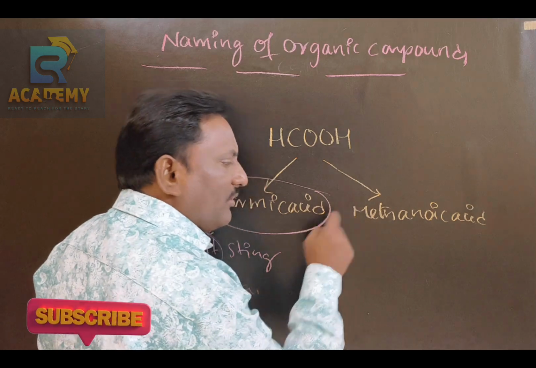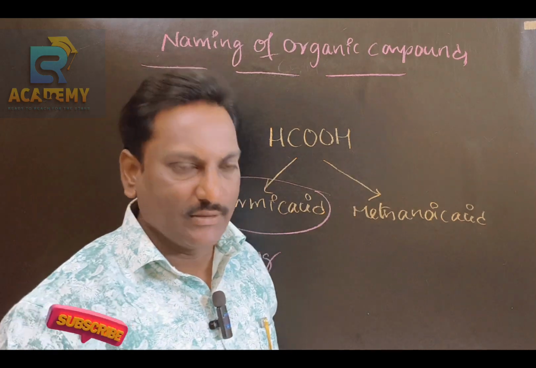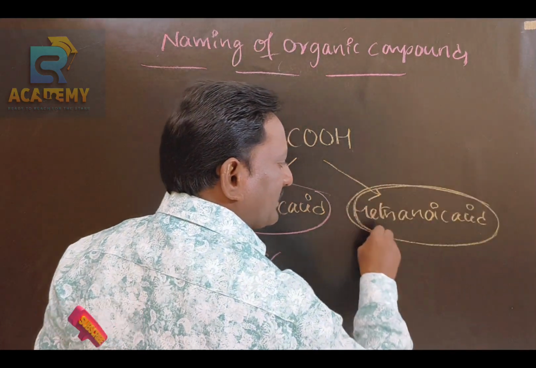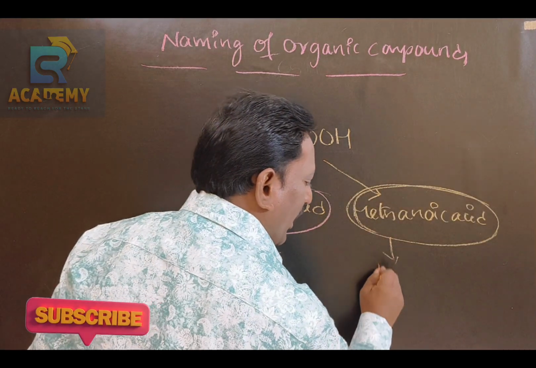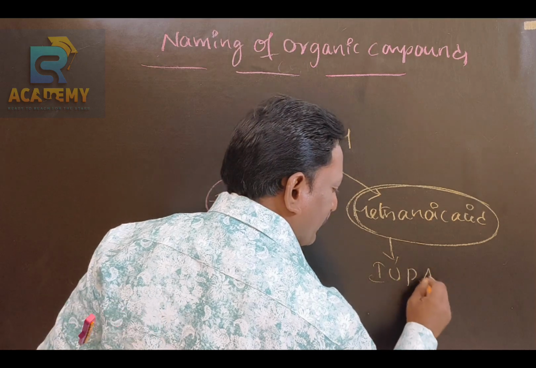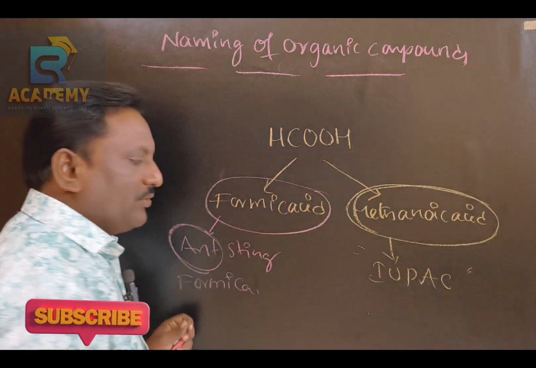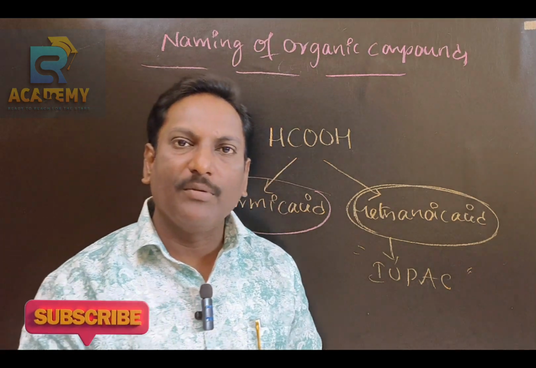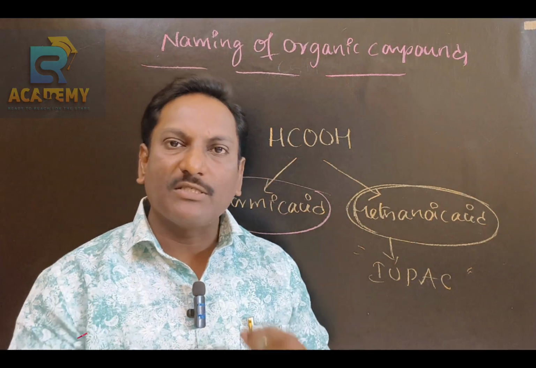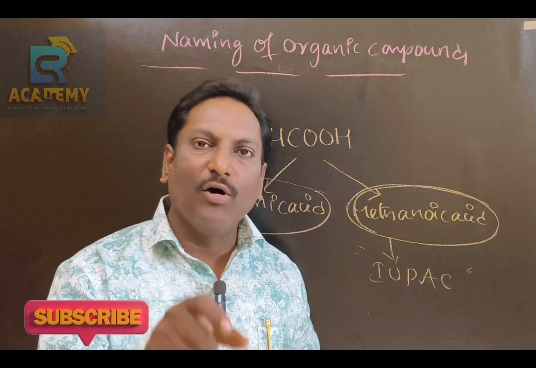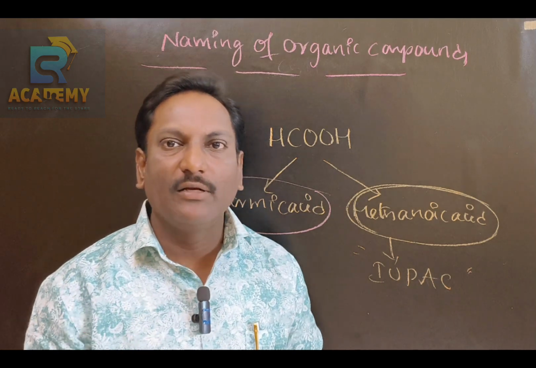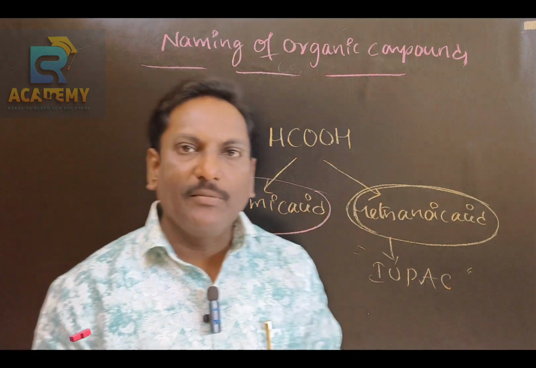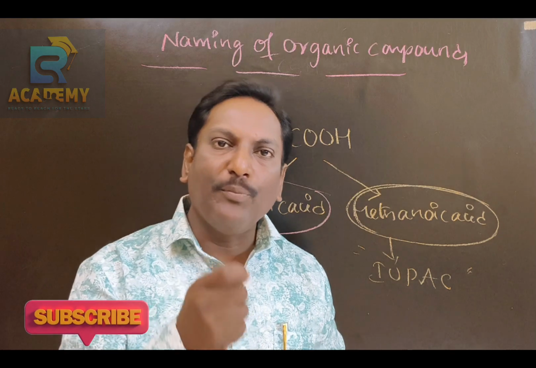And why should we call formic acid methanoic acid? Because methanoic acid is based on the IUPAC name. That means each and every organic compound has a common name and an IUPAC name. A common name is given based on origin, character, or source, whereas an IUPAC name is given based on IUPAC rules.